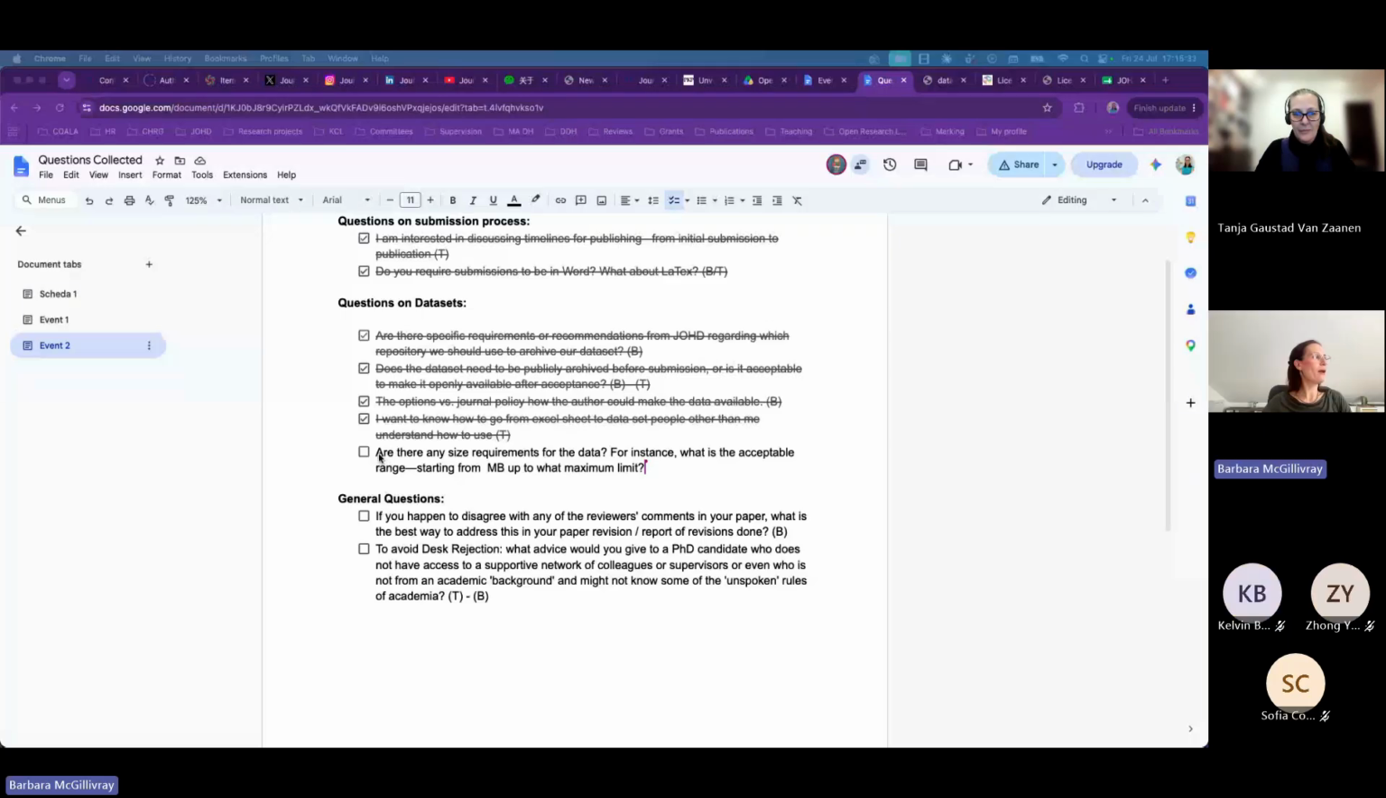I was looking at the next one, which is a new question that we got today. Are there any size requirements for the data? For instance, what is the acceptable range starting from megabytes up to what maximum limit? Okay, it's interesting. The question seems to be more concerned about the upper range than the lower range. But I can sort of answer in both directions. So there isn't a requirement for the size.